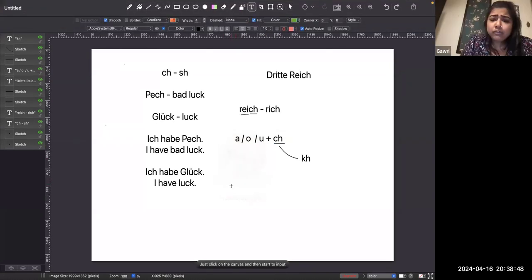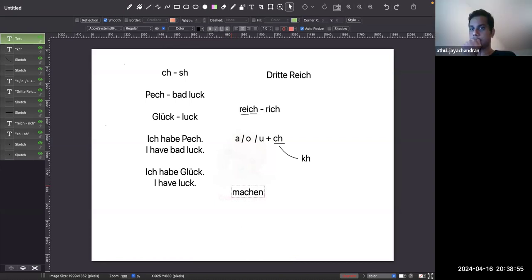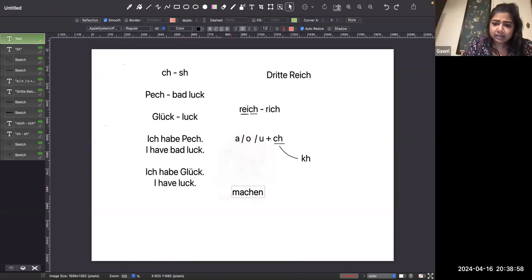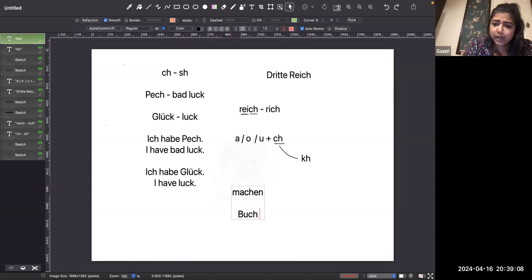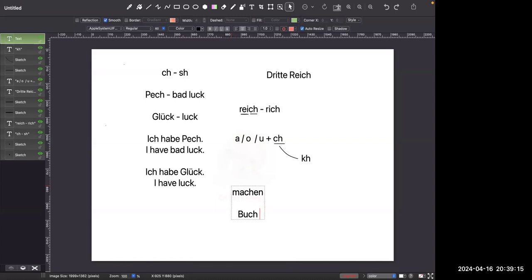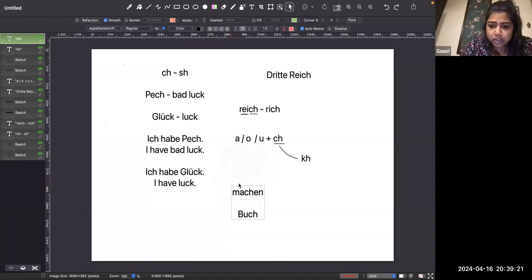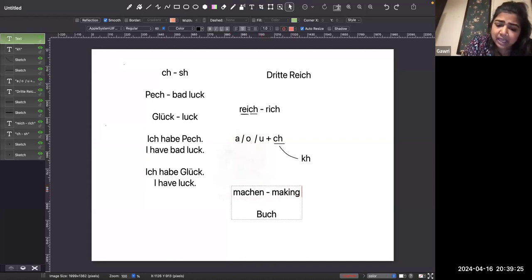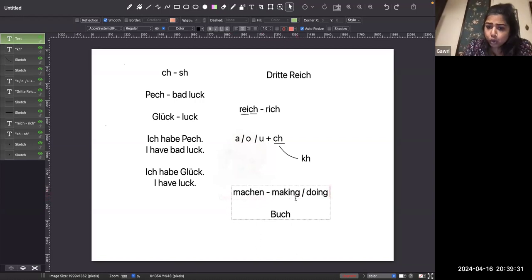So how will we pronounce this word? Machen. Machen basically means making or doing. Machen can have two possible meanings, making or doing. And how would you pronounce this word? Buch. Buch means book.